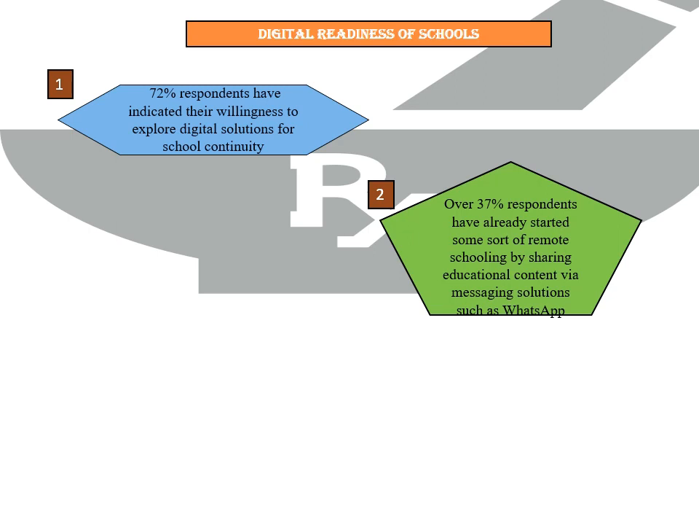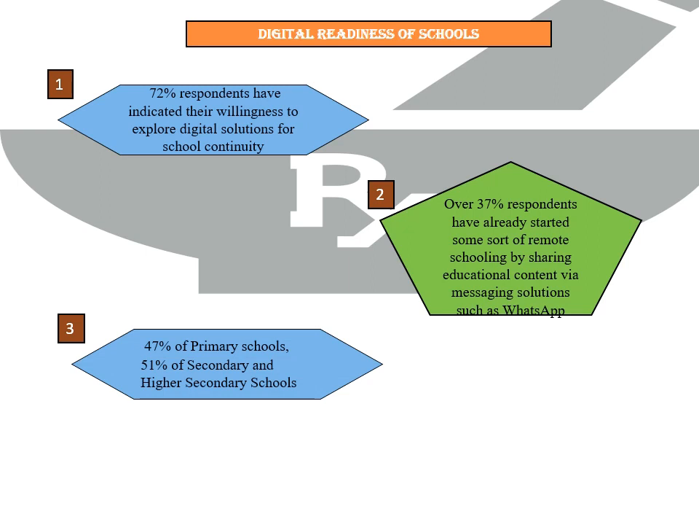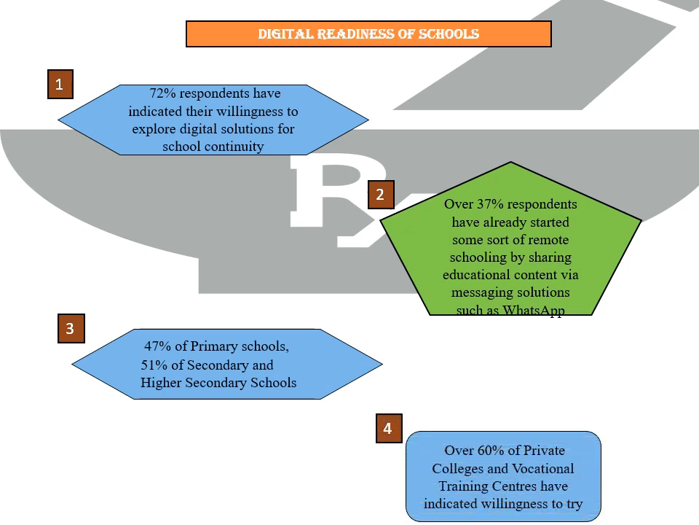Over 37% of respondents have already started some sort of remote schooling by sharing educational content via messaging solutions such as WhatsApp. So in that 72%, 37% of the respondents have already started this, and they are transferring different data, like notes of various school subjects, through WhatsApp or other digital platforms. 47% of primary schools and 51% of secondary and higher secondary schools have shown their willingness to do so. Over 60% of private colleges and vocational training centers have indicated their willingness to try digital media for the continuation of classes.